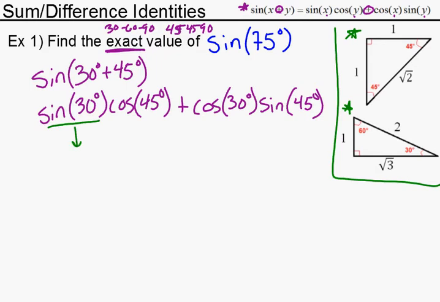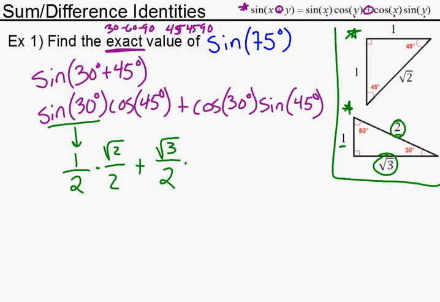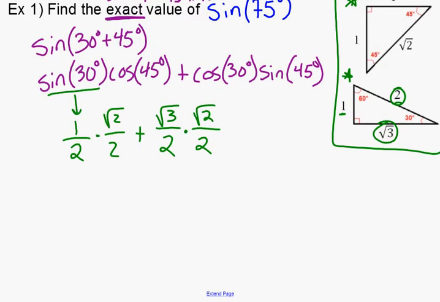If you remember, sine of 30 is opposite over hypotenuse, so that's going to be a 1/2. Cosine of 45, once I rationalize, is root 2 over 2, plus cosine of 30 is going to be adjacent over hypotenuse, so root 3 over 2, times sine of 45 is also root 2 over 2. And at this point, it's just all arithmetic. So let me scroll down a little bit. I go ahead and simplify.